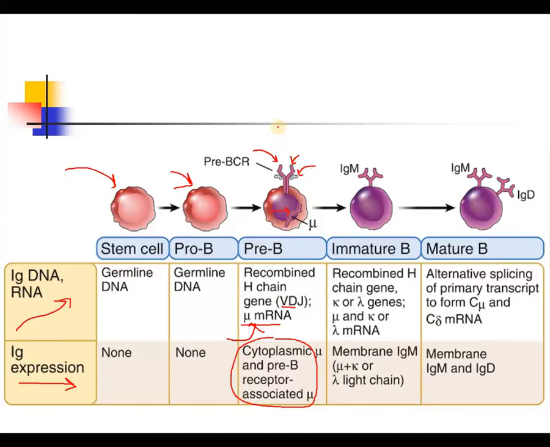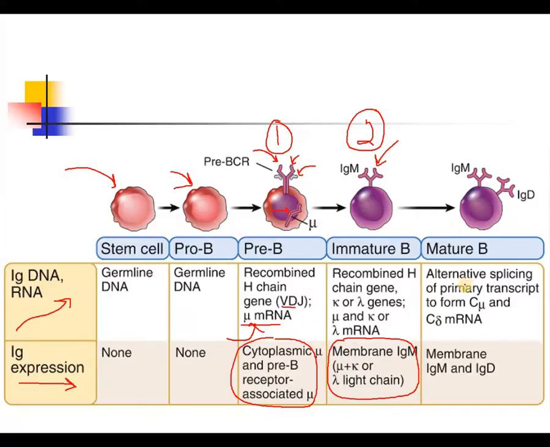If it passes this checkpoint, so this is one checkpoint, it will continue its maturation process, recombining of the light chains, kappa first, then lambda. And then if that works appropriately, you would get expression of a fully formed IgM receptor. So here it is being expressed on the immature B cell. This is another important checkpoint.